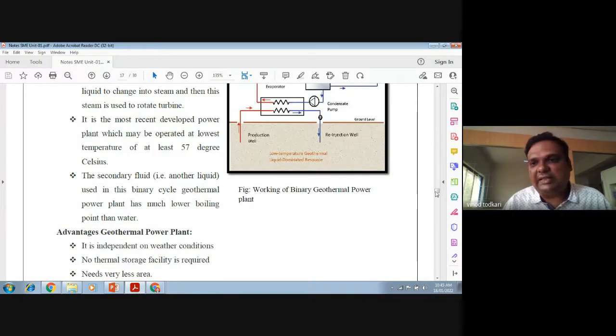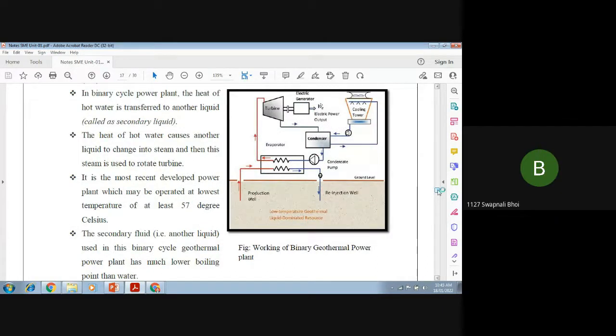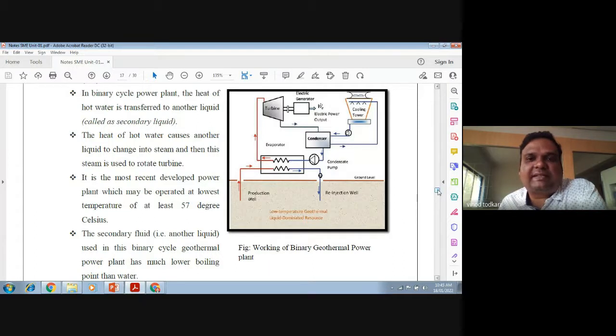So tell me, any difficulty in the binary cycle power plant? I believe no. The working of the binary cycle power plant is clear to you.